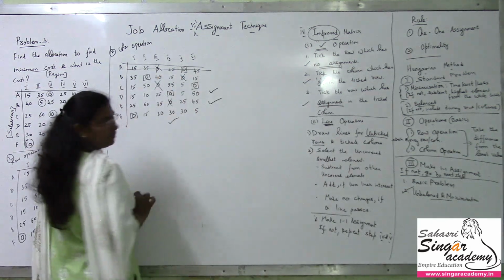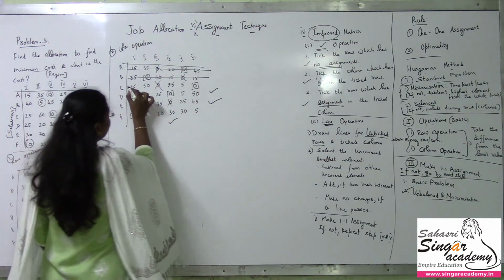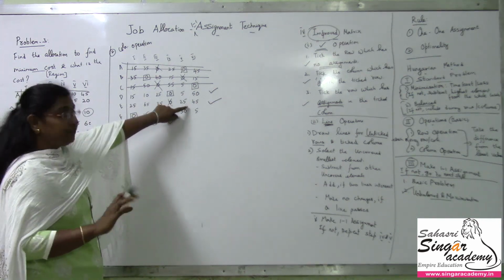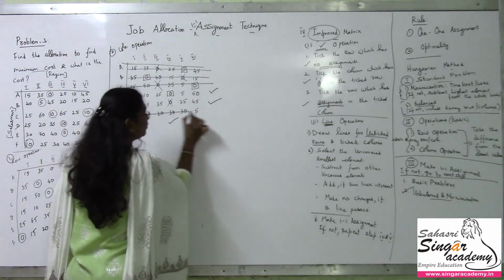Unticked row, first one. Unticked row, second one. Unticked row, third one. The fourth one is ticked, so don't draw. The fifth one is also ticked, don't draw. What about the sixth one? Yes, you have to draw.